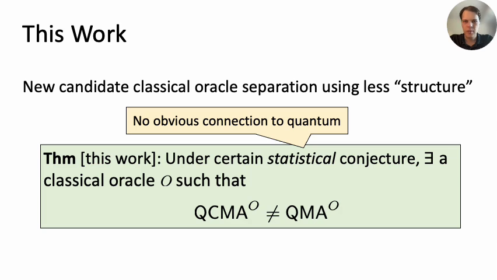In this work, we don't solve the problem, but we make something that might be considered progress towards answering this. And what we do is we give a new candidate oracle separation that in some intuitive sense uses less structure. And in particular, we show a conditional separation. Namely, we show that under a certain statistical conjecture that has no obvious connection to quantum, there exists a classical oracle O separating these classes. So this means that we've reduced the problem of separating QCMA and QMA relative to a classical oracle to solving a particular statistical conjecture we make.